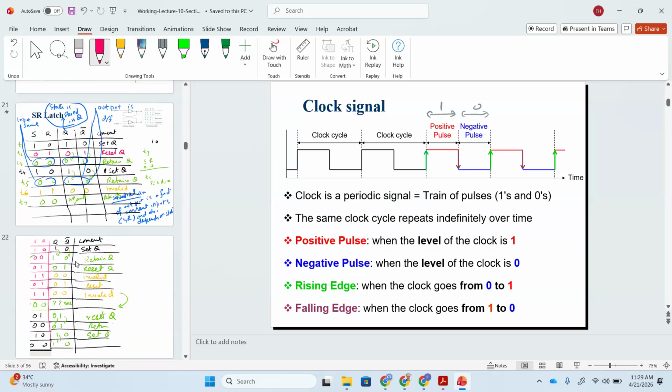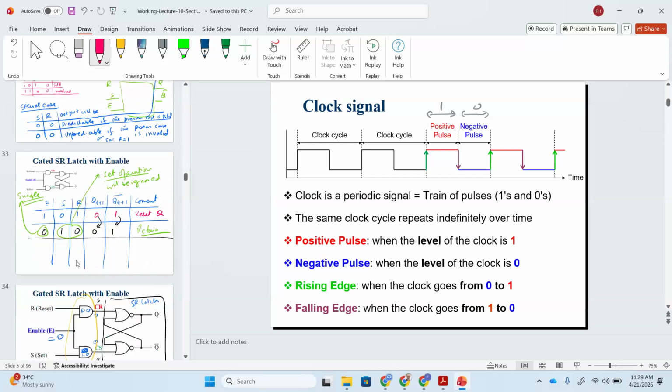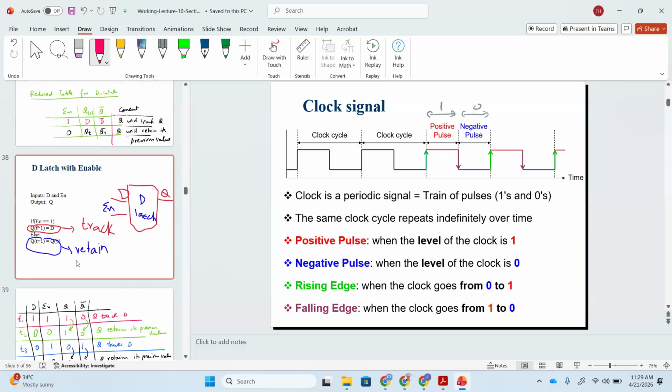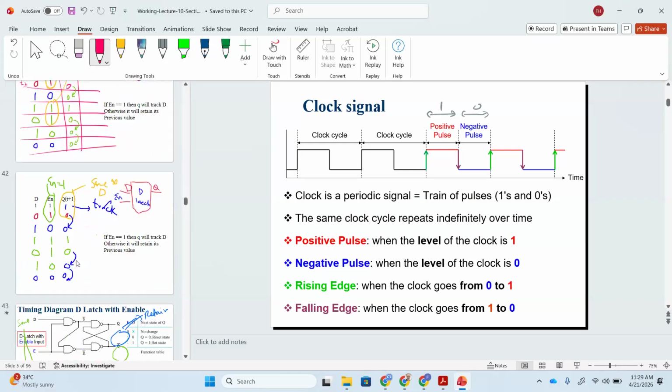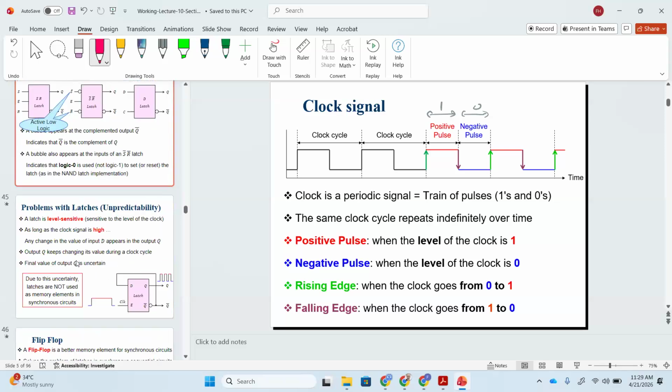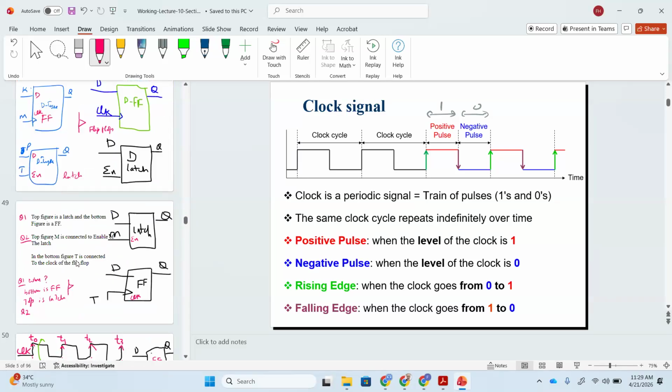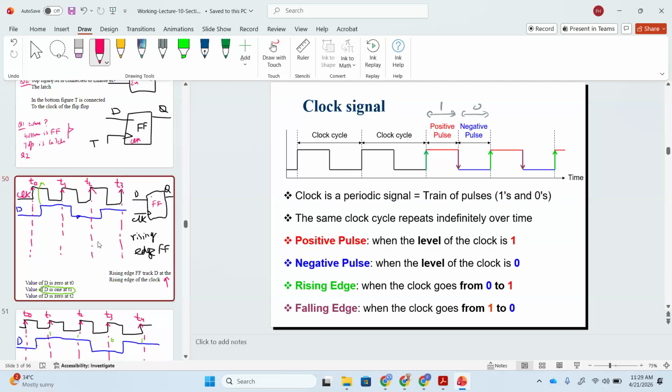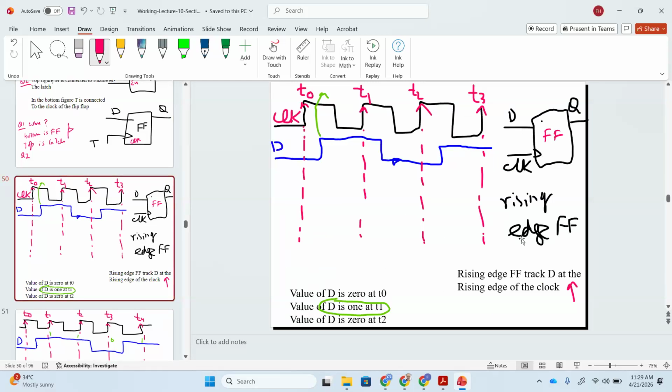Now we want to draw the waveform of this flop. This flip flop will work on the rising edge of the clock. At the rising edge of the clock, Q tracks D. Clear? In the flip flop, all the decisions are done at the rising edge of the clock. Can you see?